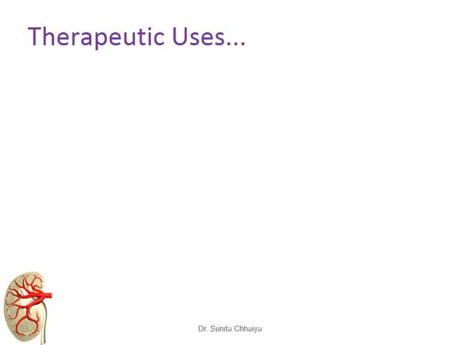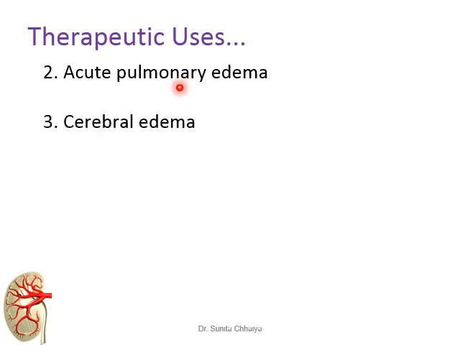Therapeutic application: they are used for acute pulmonary edema, which is mainly associated with left ventricular failure. By the diuretic effect as well as the vasodilator effect, they reduce left ventricular filling pressure, and it can clear the edematous state. Then they are also helpful for cerebral edema. The first drug of choice for cerebral edema is an osmotic diuretic. But in some cases, addition of furosemide to the osmotic diuretic produces a more beneficial effect.